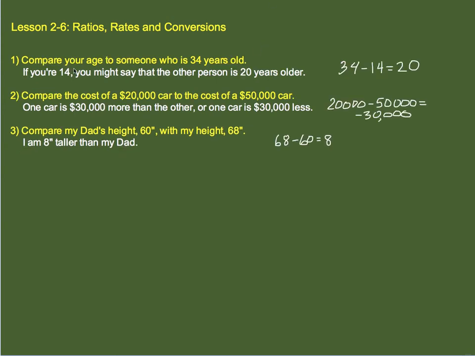When we compared these two numbers, we compared them using addition or subtraction. So if you're comparing our ages, you subtracted 14 from 34 and got 20 to say that you're 20 years older. If you compared the cost of a $20,000 car to a $50,000 car, you subtracted $50,000 from $20,000 and got negative $30,000, which means that one car is $30,000 less than the other. And if you compared my dad's height with my height, you may have subtracted them and concluded that I am 8 inches taller than my dad.